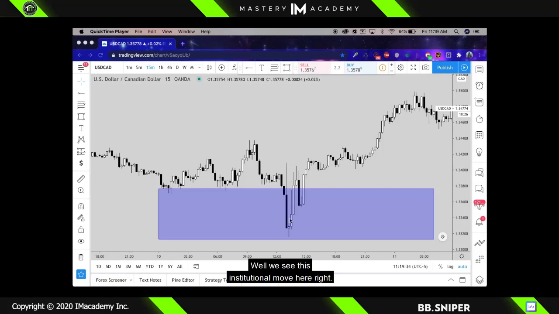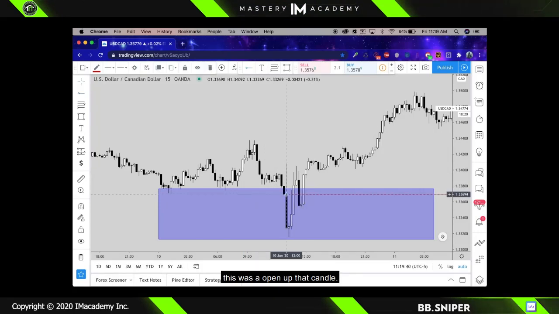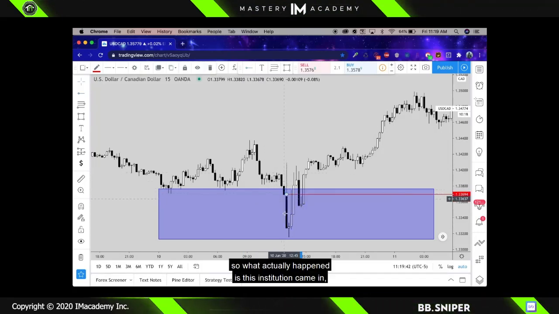Well, we see this institutional move here, right? We can identify where the institutional move opened. This was the open of that candle. We can see the large volume behind it. So what actually happened is this institution came in, they took a sell position, right, at 133,694, around that area, driving price down so that they could take a better buy opportunity. And then you can see the volume move back through that entire movement, right? So it goes back bullish.